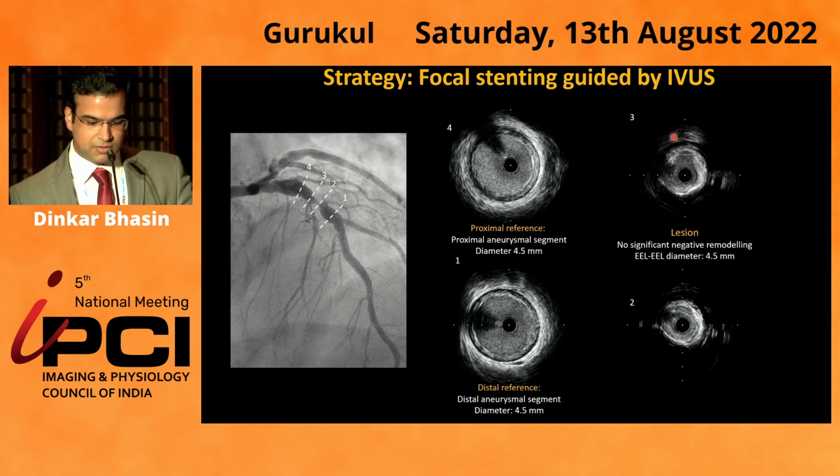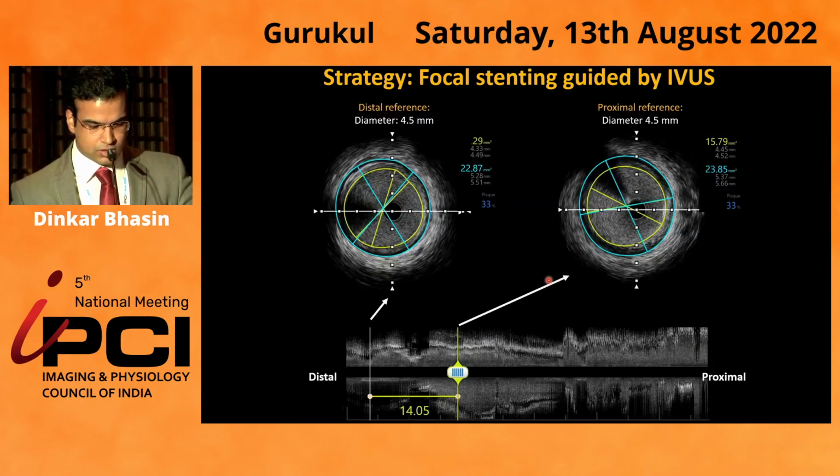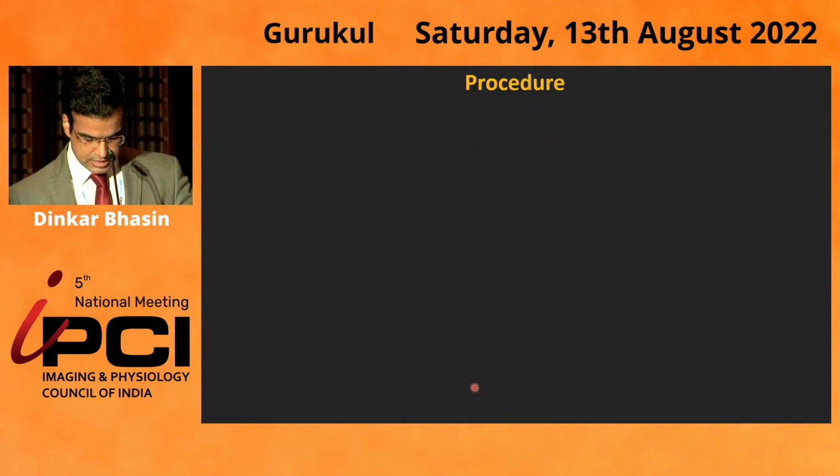This is the stenotic segment. Here the media to media diameter is 4.5, so we should not exceed that when we are doing post-dilatation. And the proximal reference is also 4.5. So this is the objective analysis. We can see this is the L mode showing this is distal, proximal, and we have a large aneurysm here, and this is the area we wanted to stent. So we went ahead with the procedure.